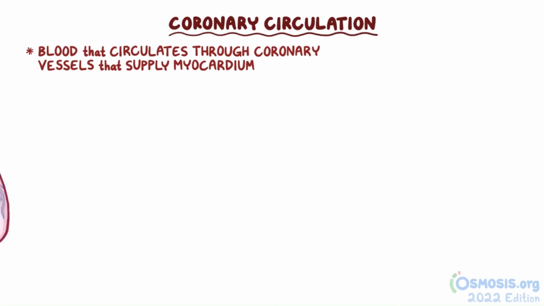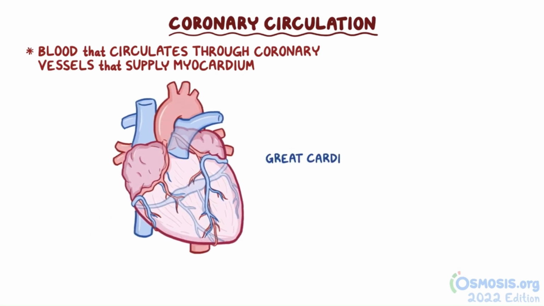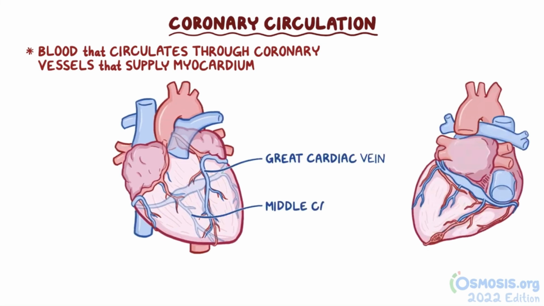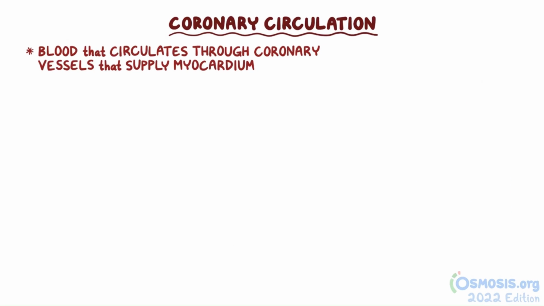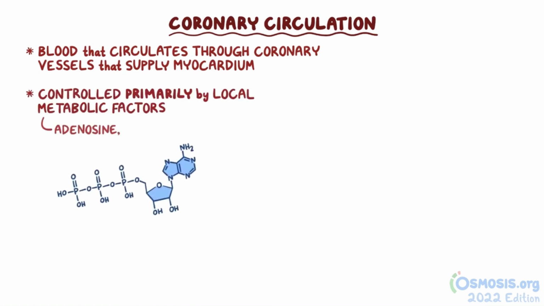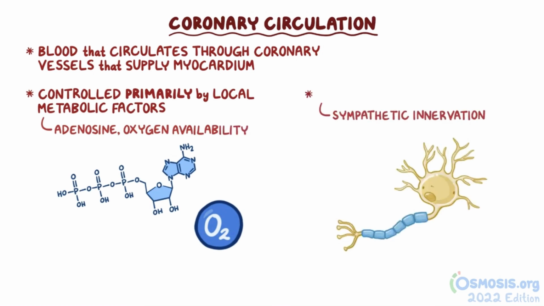Now, the cardiac veins are mainly made up of the great cardiac vein, middle cardiac vein, and the small cardiac vein, which drain into the coronary sinus and ultimately into the right atrium. Blood flow through the coronary circulation is primarily controlled by local metabolic factors like adenosine and oxygen availability, with sympathetic innervation playing a minor role.